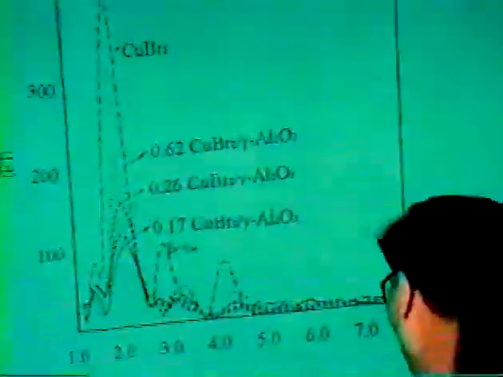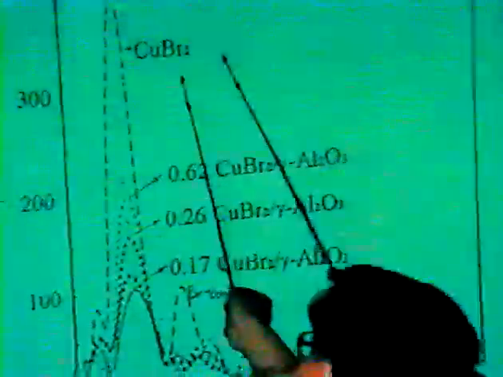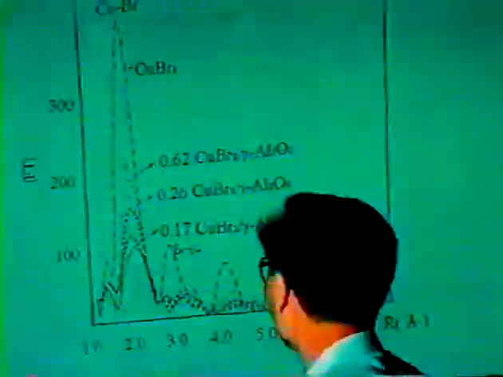And a copper-oxygen bond peak appears. Because copper chloride is first on the surface, the copper can then contact the oxygen of the alumina. So a new bond, a new peak appears.